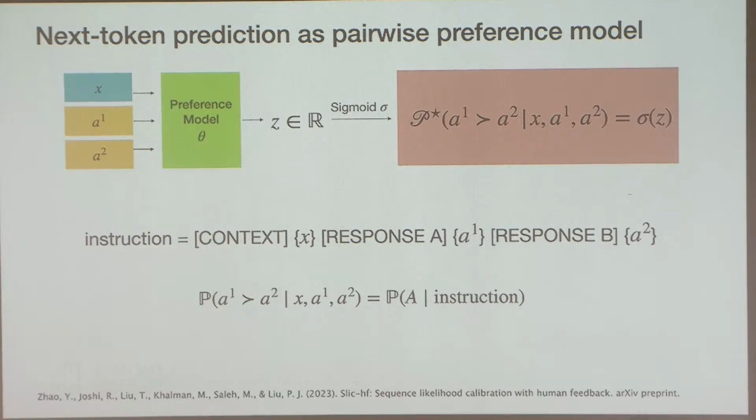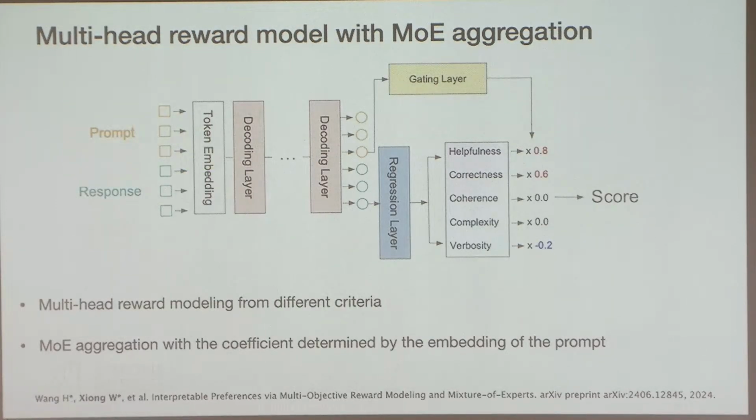So you can see here we have an instruction, a prompt to a language model, with a context prompt and also two responses. And we use the probability of the language model to predict a certain token as the estimation of the probability. Here we use the probability of the language model to predict token A as the probability estimation that the first response is better. Another thing we explore is some more fine-grained signal.